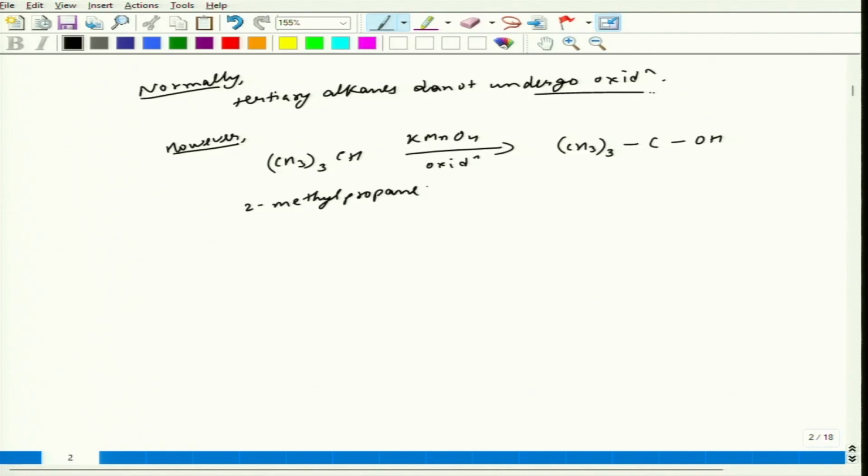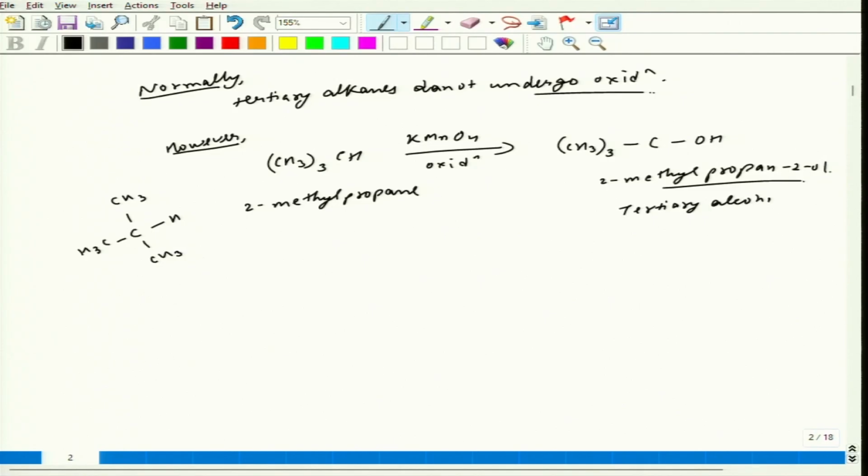Remember, I have told you that a tertiary carbon means the carbon that is attached to 3 carbons. So for the tertiary alkane, the structure is CH3, CH3, CH3 and H. This carbon is attached to the 3 carbons, and now it forms 2-methyl propan-2-ol. I have told you how to do the nomenclature. So, this will form a tertiary alcohol. So, using suitable catalysts or reagents only, tertiary alkanes can be oxidized. Normally, they do not undergo oxidation.